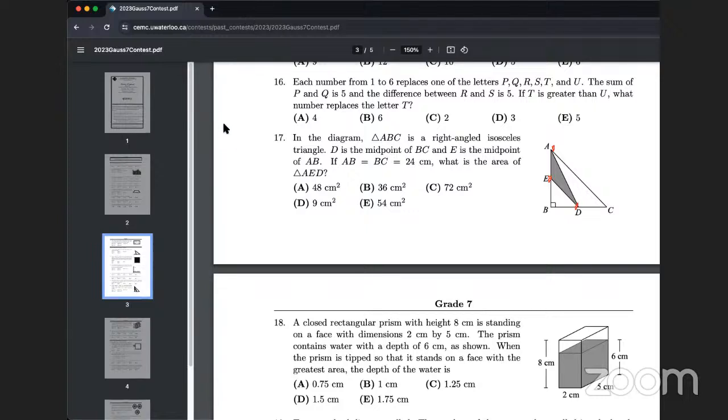Okay, what do you guys think? So if A to B equals B to C equals 24, what do you guys think is the area of here? Just take a guess. Think and then tell me why you think that's the answer. I'll give you guys a second to think about this.